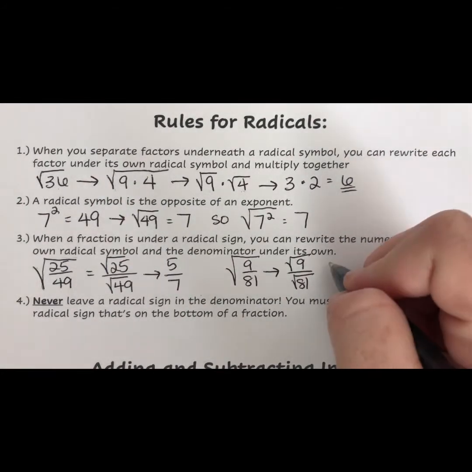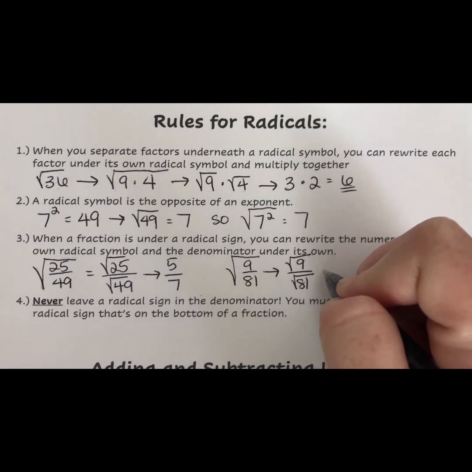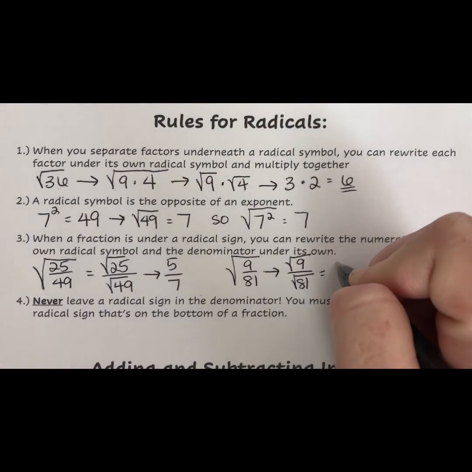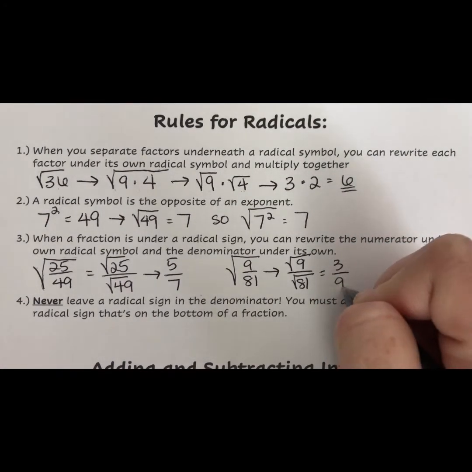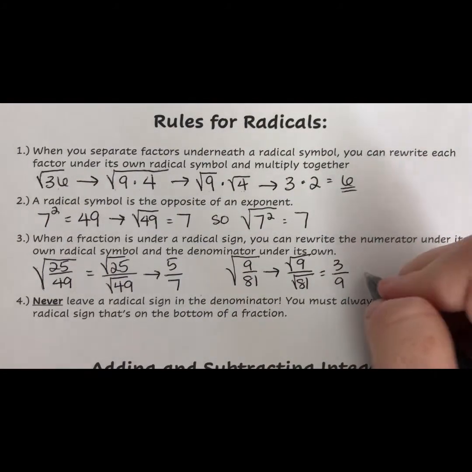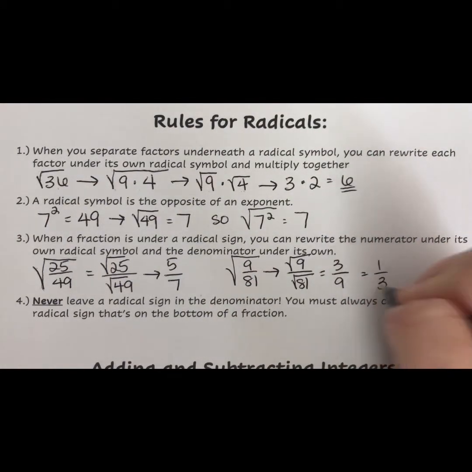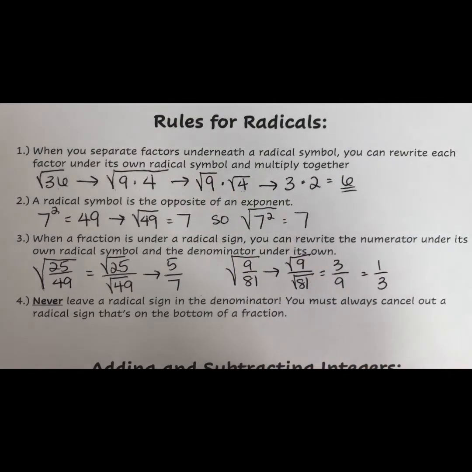All right, and the square root of 9 is 3. And the square root of 81 is 9. And then can I simplify that fraction? Yes, I can. I can divide the top and the bottom by 3. 3 divided by 3 is 1. 9 divided by 3 is 3.